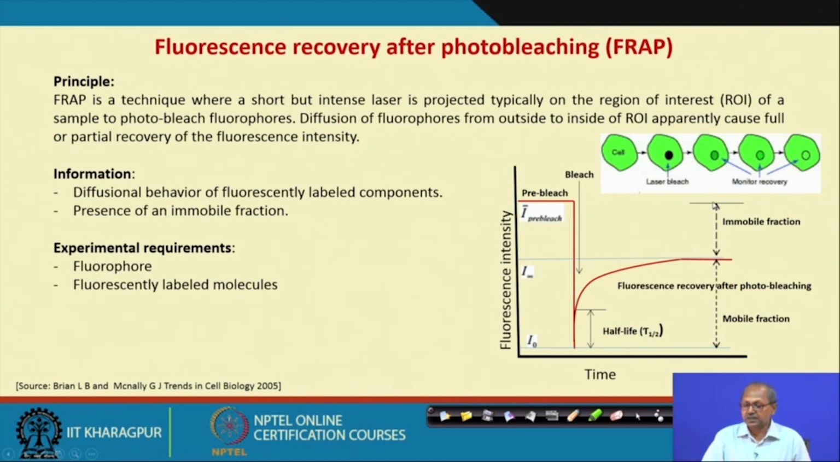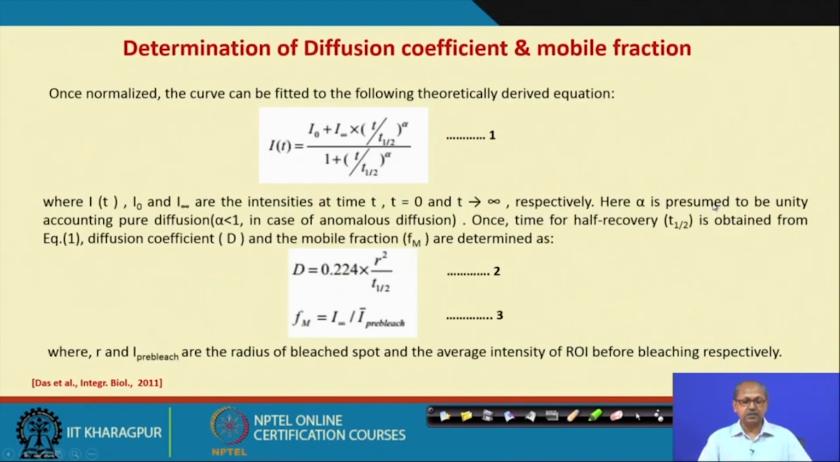How can we calculate the mobile fraction? We can use this equation, where I t is the fluorescent intensity in the ROI at any time t: y equals I 0 plus I infinity times (t by T half) to the power alpha, divided by 1 plus (t by T half) to the power alpha.